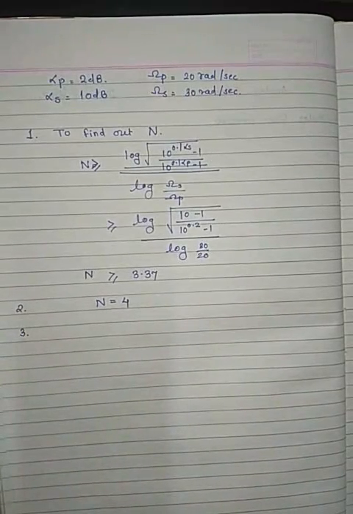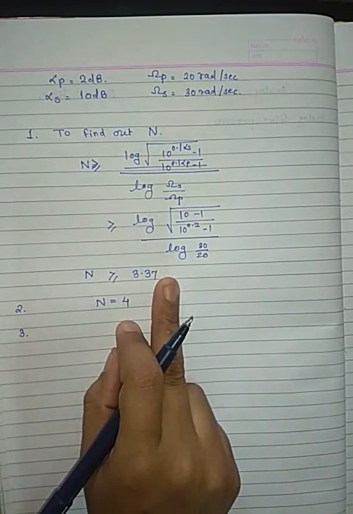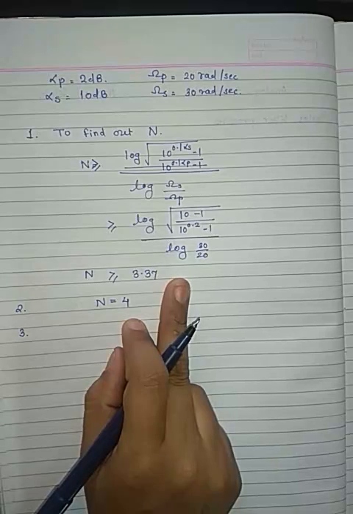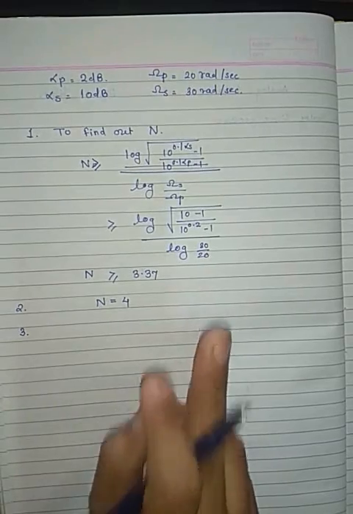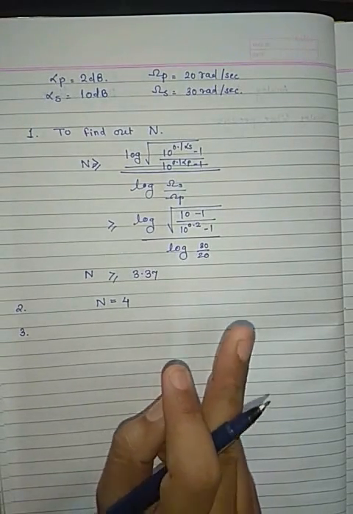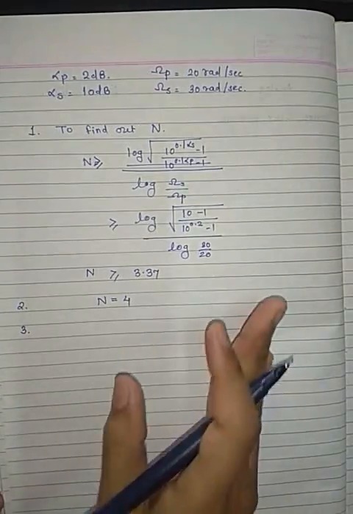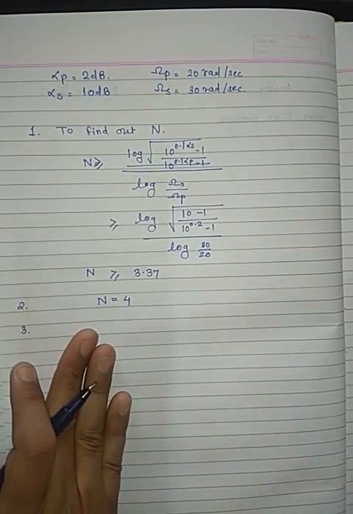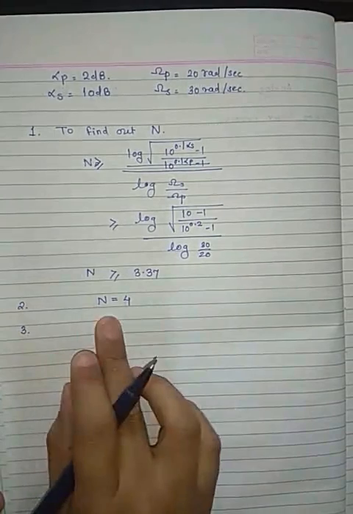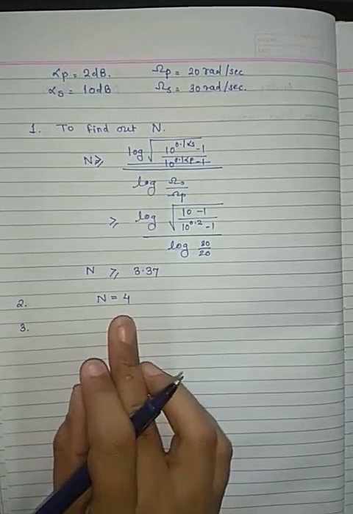Now what is our third step? We have to find the transfer function H of S for the given order of the filter. According to this, we first have to find S1 to S4 values. That means we first have to find the poles of the given function, and then consider the left half poles. The transfer function for n equal to 4 we have described in our earlier video.